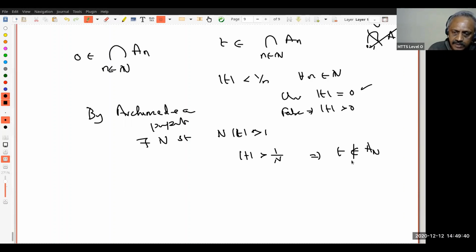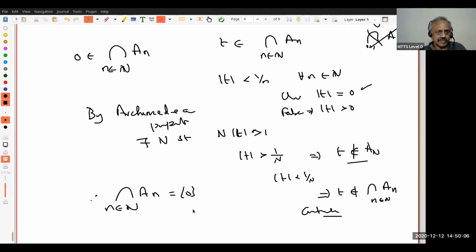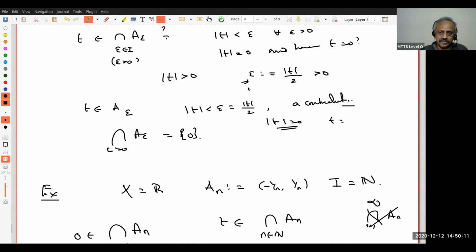Because if t is in A_n, |t| should be less than 1/n, whereas this is greater than 1/n. If t is not in A_n, that implies t is not in the intersection, because it should be in A_n for every n. You understand? Therefore, this is a contradiction. Therefore, what do we conclude? The intersection of A_n, n in N, is again the singleton {0}. But to prove that, what did we need? We needed the Archimedean property. In the earlier case, what did we need? If epsilon and |t| are positive, then |t|/2 is also positive. These facts we needed to prove that.